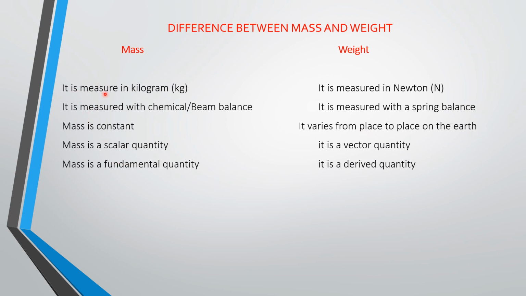So mass is measured in kg, weight is measured in Newton. Mass is measured using a chemical or beam balance. Weight is measured using a spring balance. Mass is constant. Weight varies from place to place on the Earth's surface. Mass is a scalar quantity. Weight is a vector. Mass is a fundamental quantity. This is another good difference. Weight is a derived quantity. So basically, these are the differences between mass and weight.